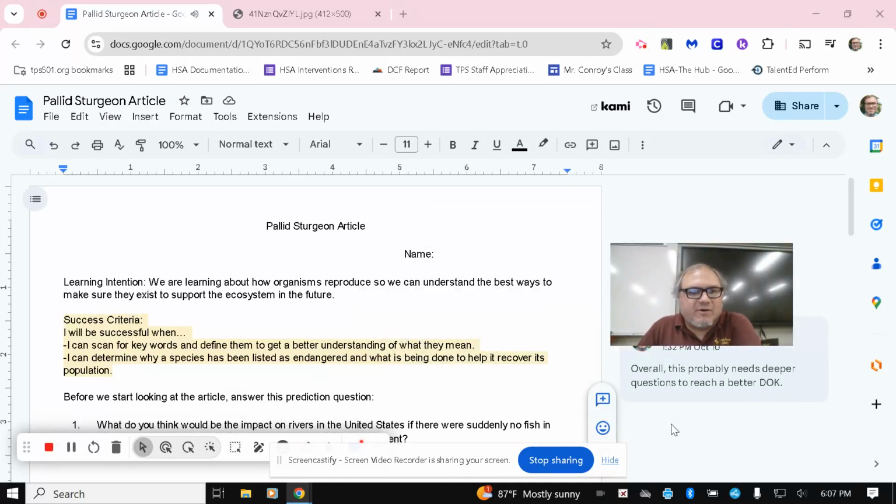Hi, I wanted to go over some instructions here for the Pallid Sturgeon article for folks to look at. So our learning intention on this one, we're learning about how organisms reproduce so we can understand the best ways to make sure they exist to support the ecosystem in the future.